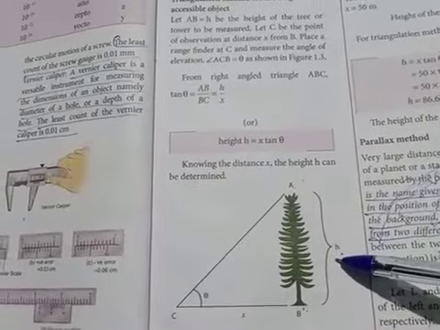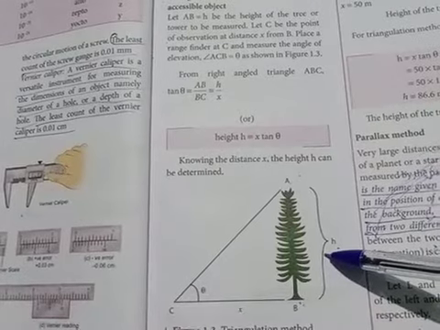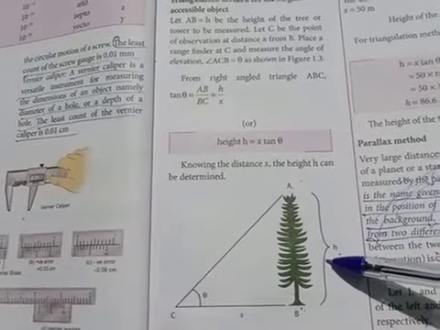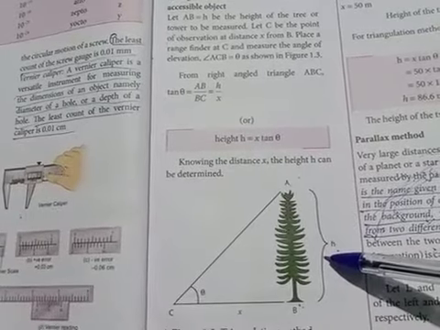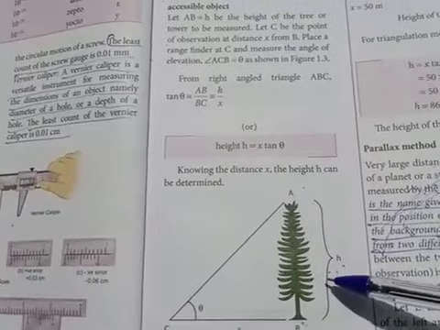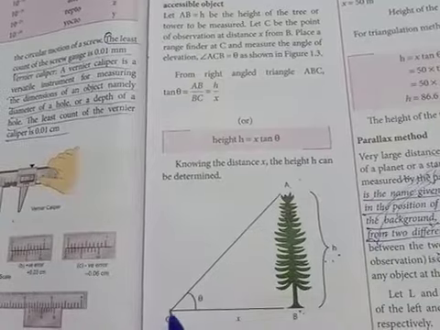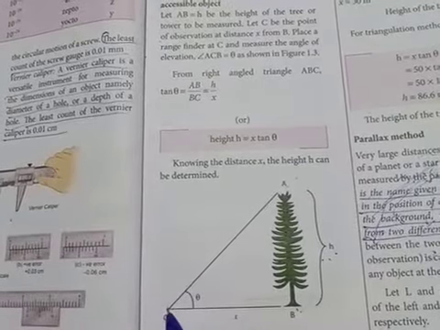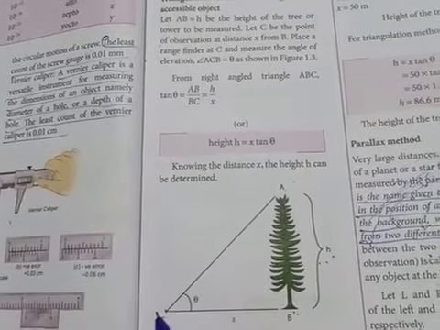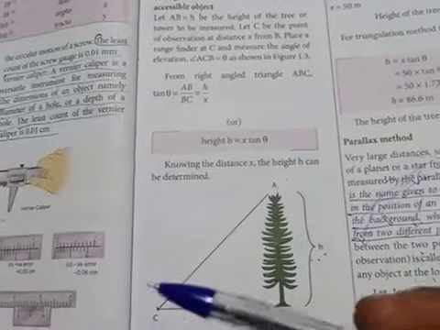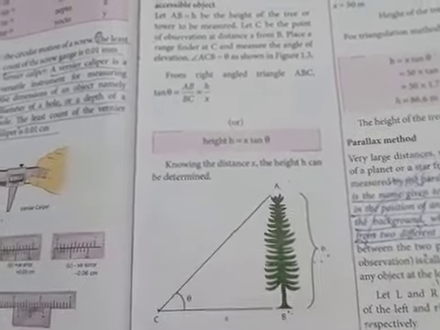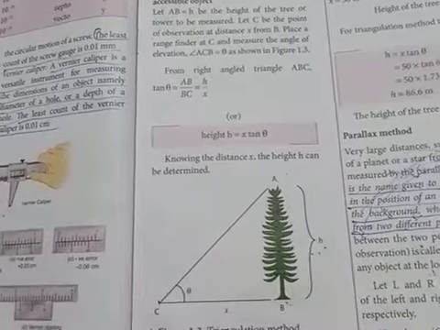That is what is taken here: AB is equal to H. And let C be the point of observation at distance X from B. So you can assume a point C. Assume that you are standing in front of a BSNL tower or Airtel tower or Jio tower, anywhere you are standing, and you want to measure the height of that tower.